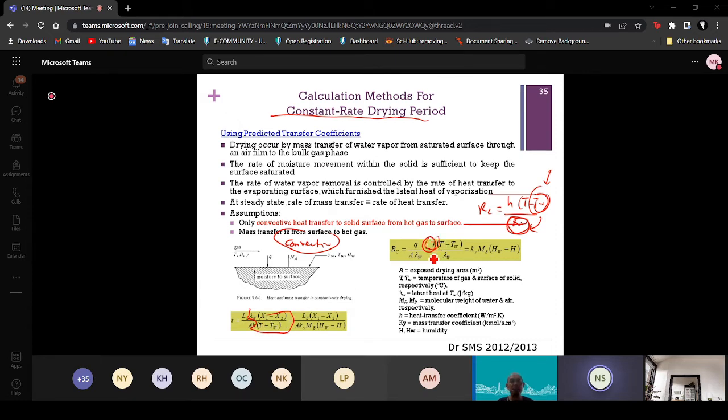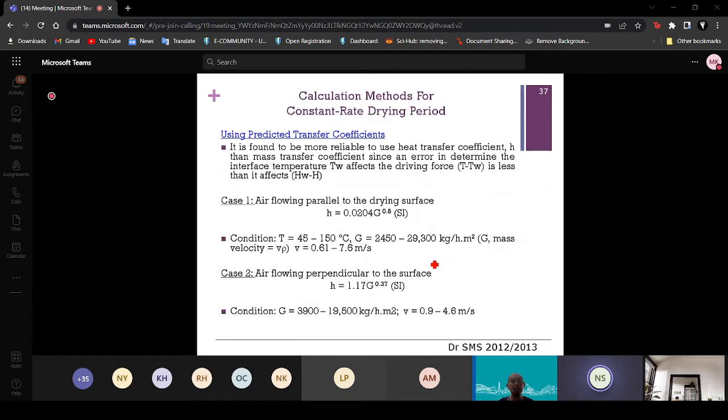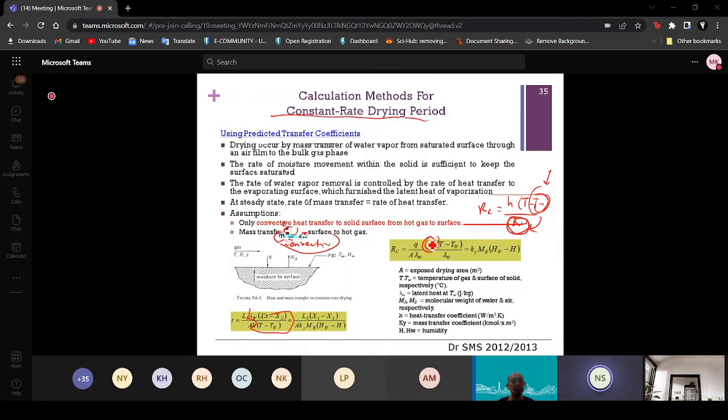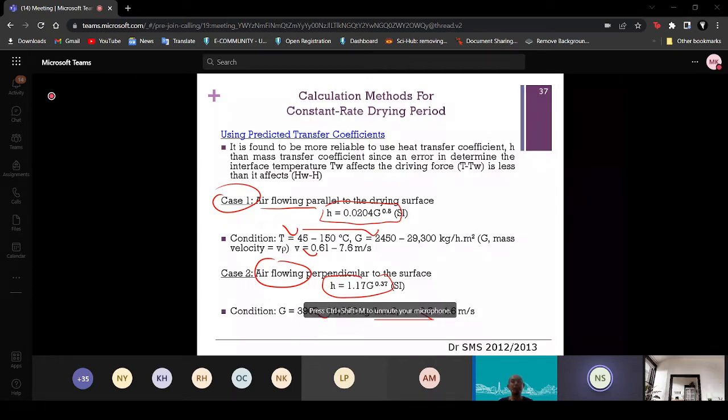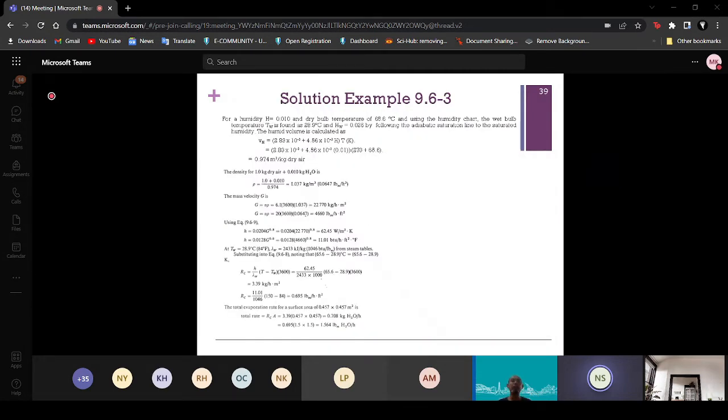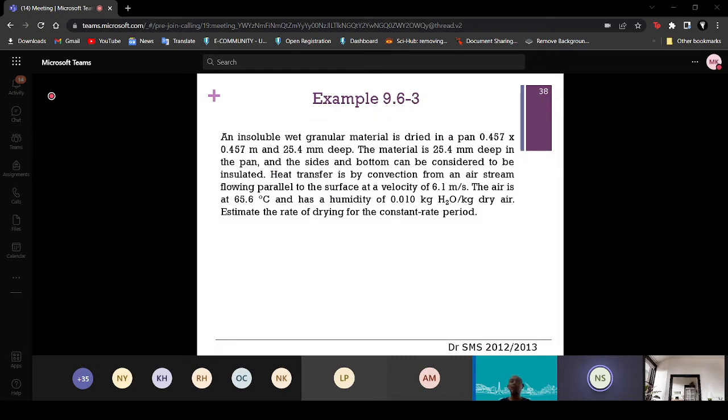Okay, for h, to find the heat transfer coefficient, there is case 1, air flowing parallel, so you can use this one if all the conditions comply, alright? Or if air is flowing perpendicular, you can use this equation, if this equation's conditions comply, okay? So let's look at this example, how they use all the equations like humid heat, humid volume, determining T wet bulb, and so on. It is comprehensive with the parameters we just looked at. Then you can relate them.